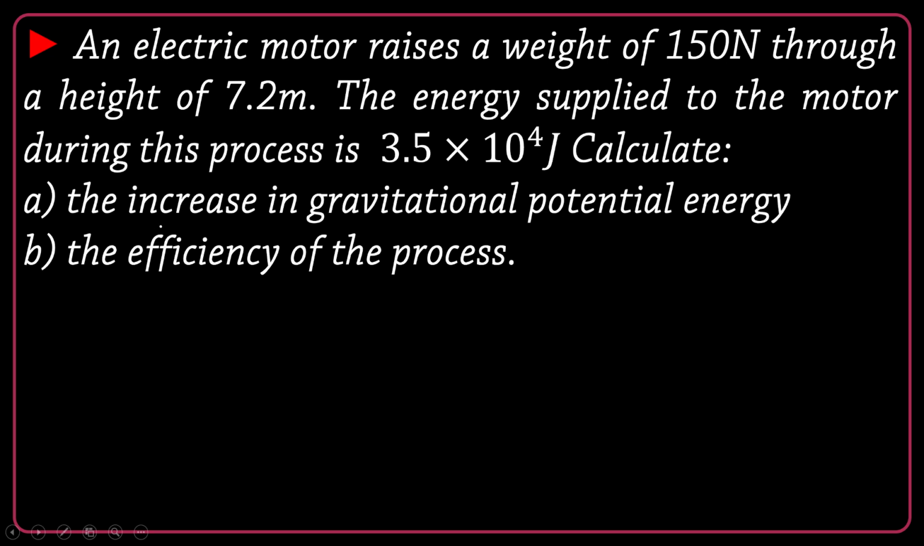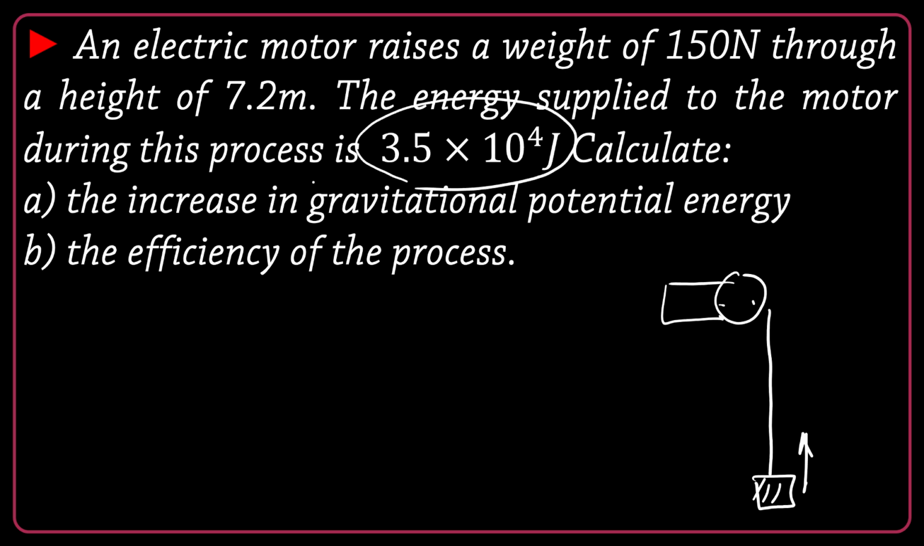Okay, let's go over this question. An electric motor raises a weight of 150 newtons through a height of 7.2 meters. So we have an electric motor, it will lift up a weight. The energy supplied to the motor during this process is this. So 3.5 × 10^4 is the total energy in. So the work in or energy in is 3.5 × 10^4 joules.